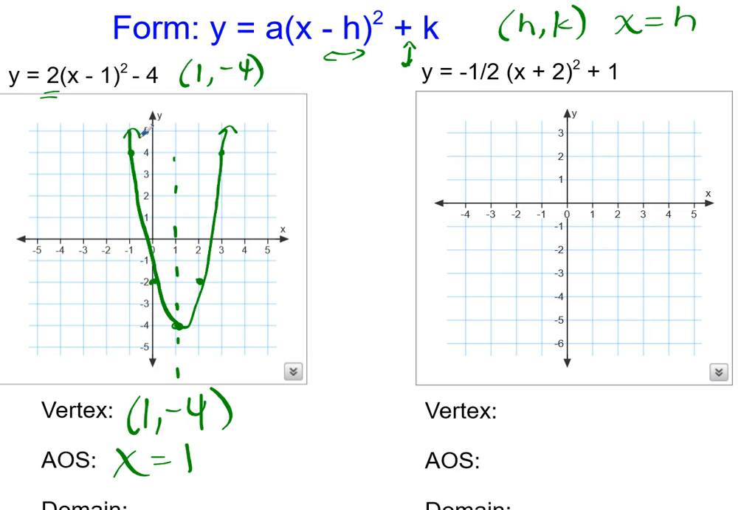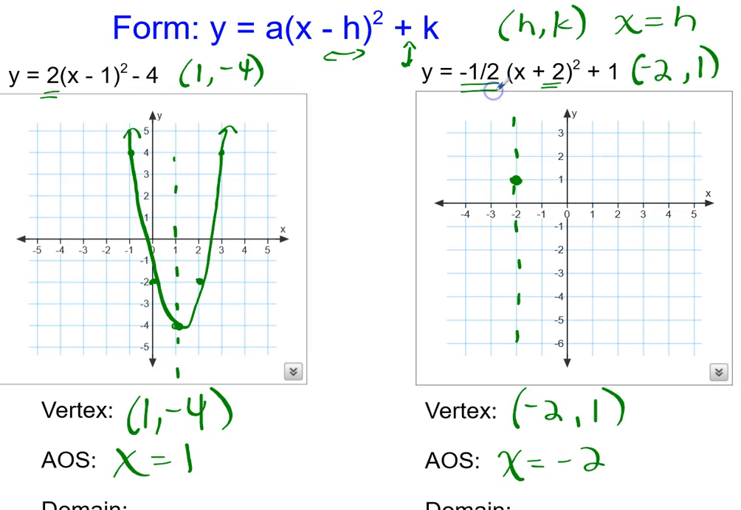When we do y equals negative a half times (x plus 2) squared plus 1. Now, because this is a plus 2 and the formula says minus h, our h was actually a negative 2 and our k is positive 1. So negative 2, positive 1 puts our vertex right here. And our axis of symmetry is x equals negative 2, right there through the vertex.